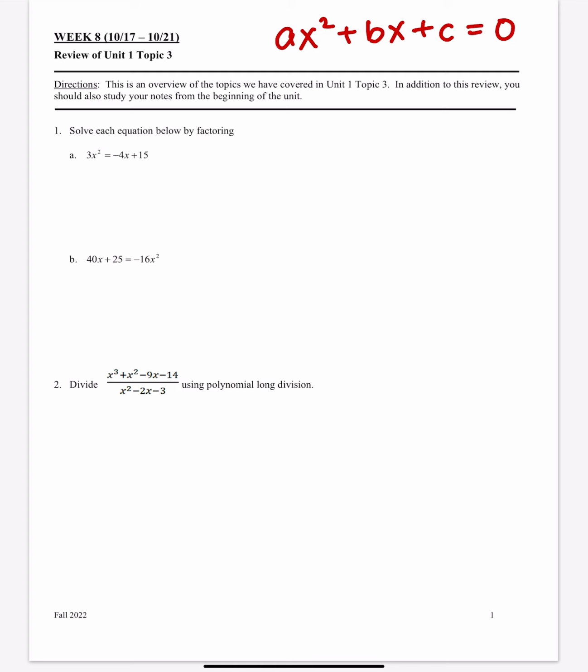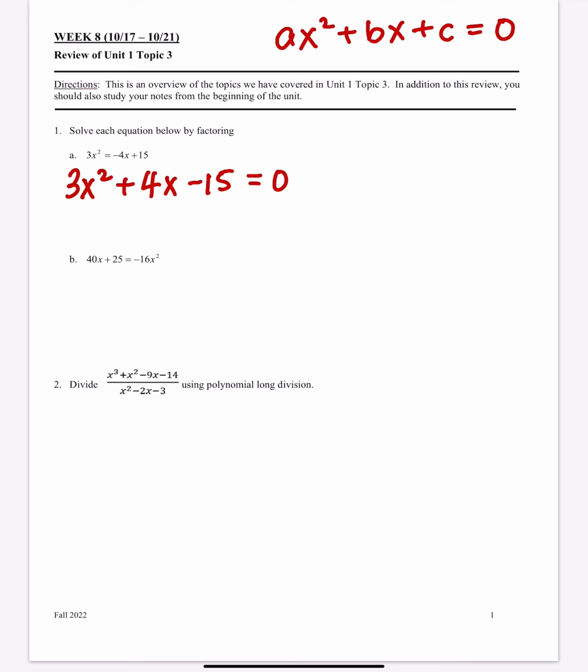So right now we have two sides, and I want to move the negative 4x and the positive 15 to the left-hand side. To do that, we need to do the inverse operation. The opposite of subtracting by 4x is to add 4x. The inverse of adding 15 is to subtract 15. And don't forget to set this equal to 0. So that is the first step.